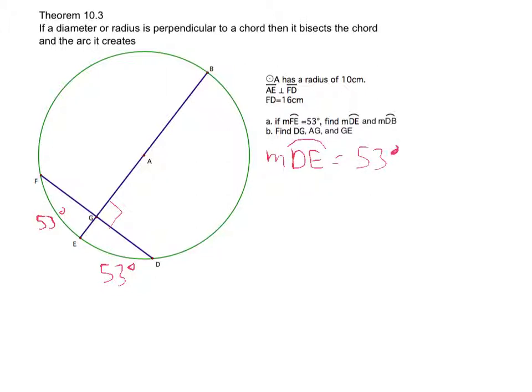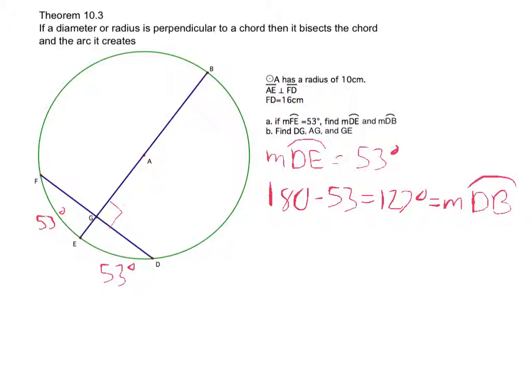Now they want us to find the measure of arc DB. Well, I know that the whole arc EDB would be a semicircle, 180 degrees. And now I'm just going to sort of cut out part ED. So I'm going to subtract away that 53, and that would leave me with DB. So 180 minus 53 equals 127 degrees, and that's the measure of arc DB.